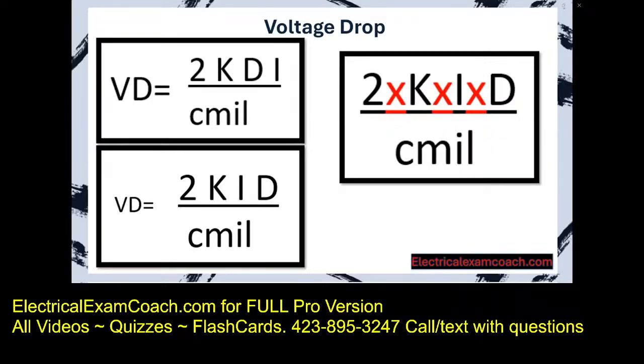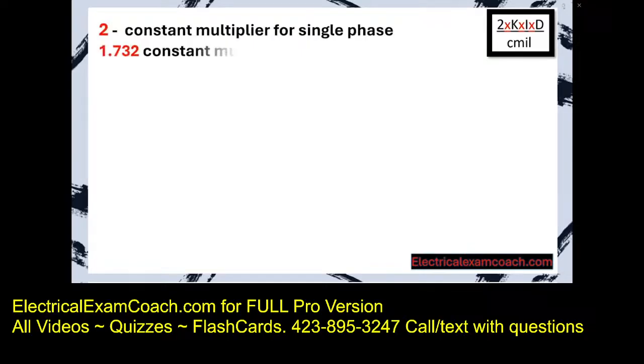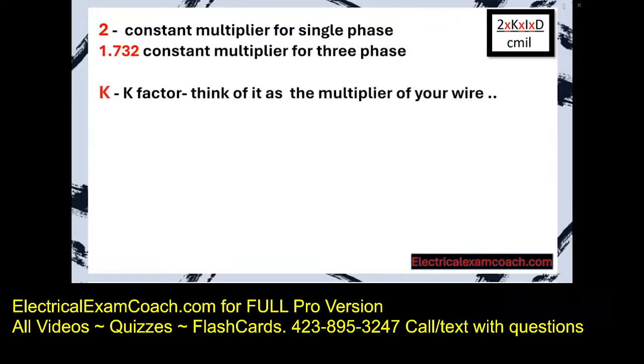Now let's learn what each one of these individual pieces means. 2 is going to be our constant multiplier for single phase. If we're doing 3-phase, we're going to use 1.732 as our multiplier. K is going to be the K factor, and I want you to think of it like a multiplier for your wire. For copper, it's 12.9, and for aluminum, it's 21.2.